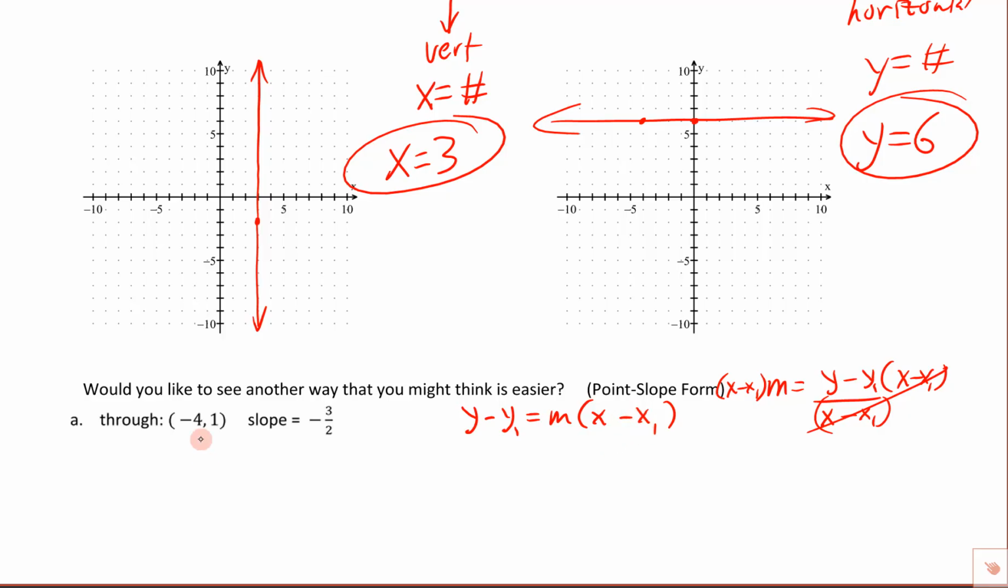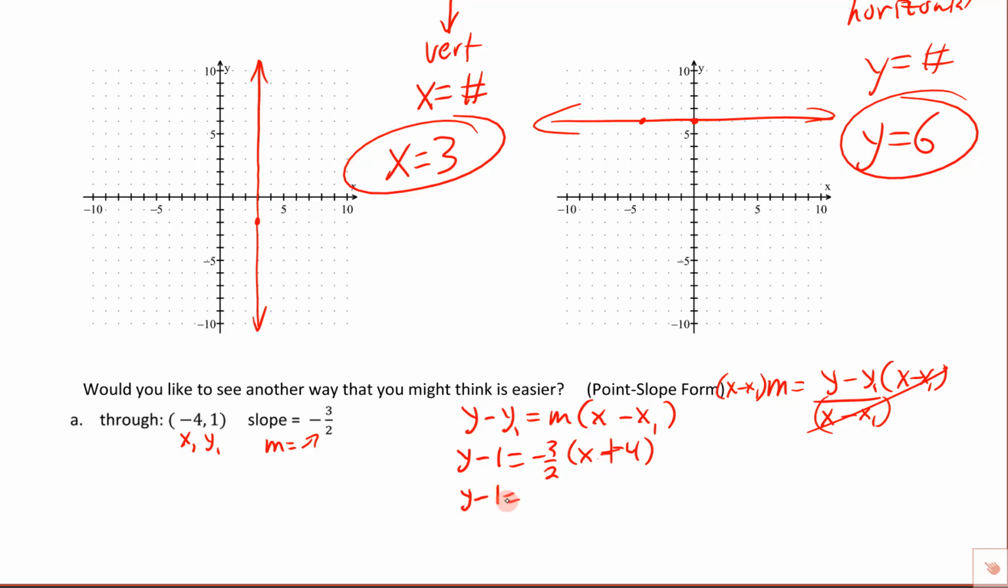So here's what we're going to do. This is our xy pair, so we're going to call this x1, y1, and this is our slope. What we're going to do is plug all of these pieces in. So we have y minus y1 is 1. The slope is negative 3/2, and then x minus x1 is negative 4. So the minus is part of the formula, and then the negative was part of the number that we plugged in. Okay, so this is going to turn into a plus.